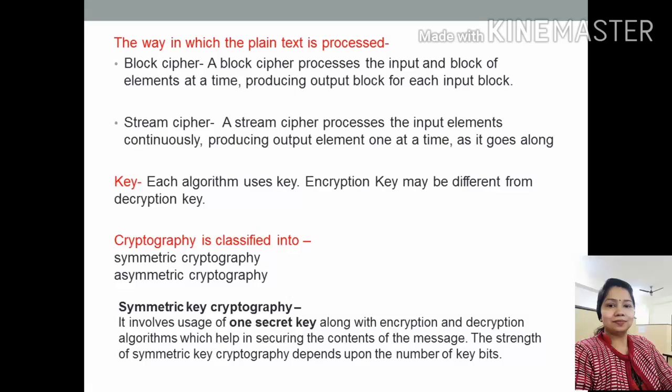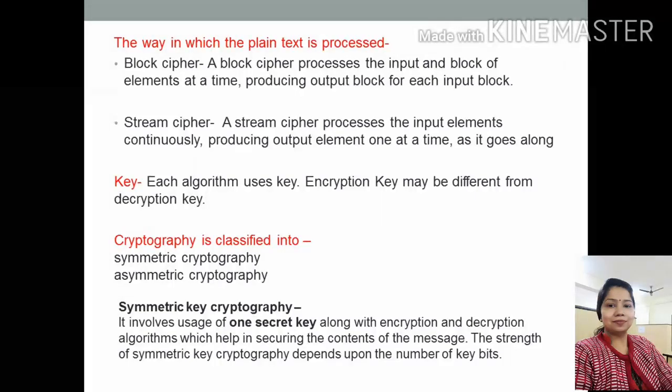The plain text can be processed in two manners, that is by block cipher and by stream cipher. Block cipher makes a block, that is a set of data which is encrypted at one time. That means the whole block is encrypted at once. When we have a large amount of data, it is difficult to encrypt each alphabet or each value at a time. Then we make equal size blocks of the data, and one block is processed at a time.